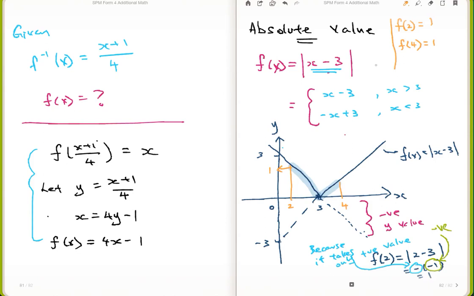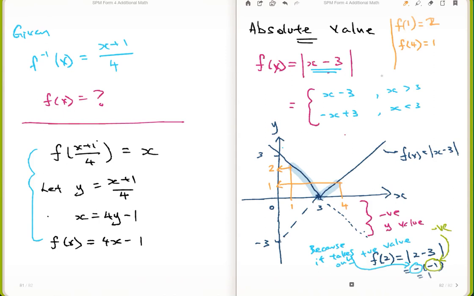Maybe I don't want to use 2. Maybe I use the number 1. f(1) is 1 minus 3, negative 2. Negative 2 times negative is 2. So the answer here is supposed to be 2. So the value here is 2. When x is 4, 4 minus 3 is 1. So here is 2, and the value when x is 4 is 1.